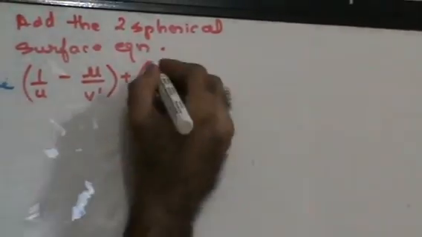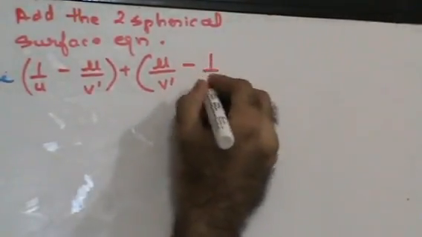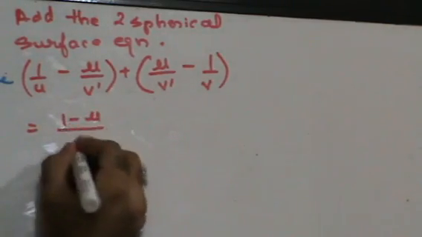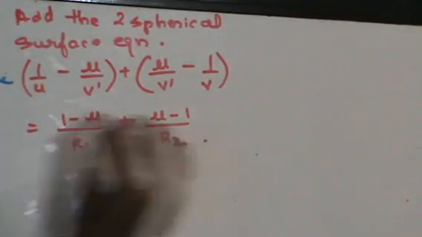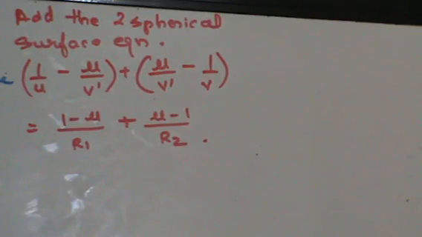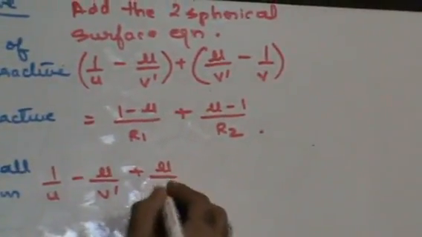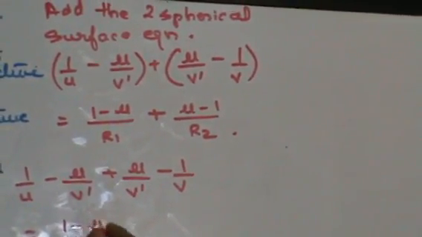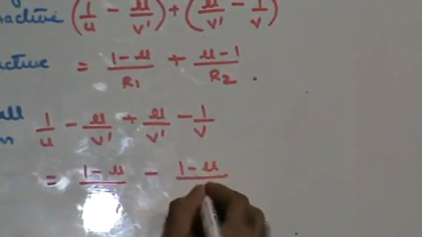If I add the two spherical surface equations, I'll get 1 upon u minus mu upon v bar plus mu upon v bar minus 1 upon v is equal to 1 minus mu upon r1 plus mu minus 1 upon r2. Right? If I add the two equations, this is what I'm going to get. Take minus sign common, so this will become 1 minus mu upon r2.